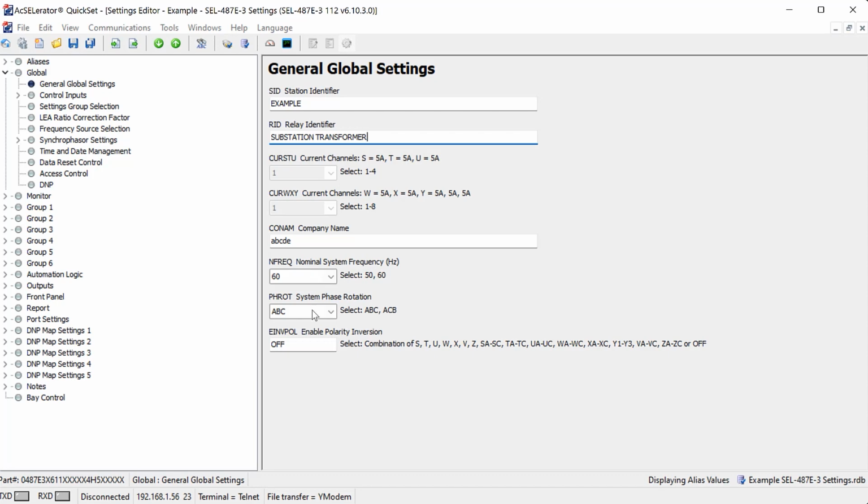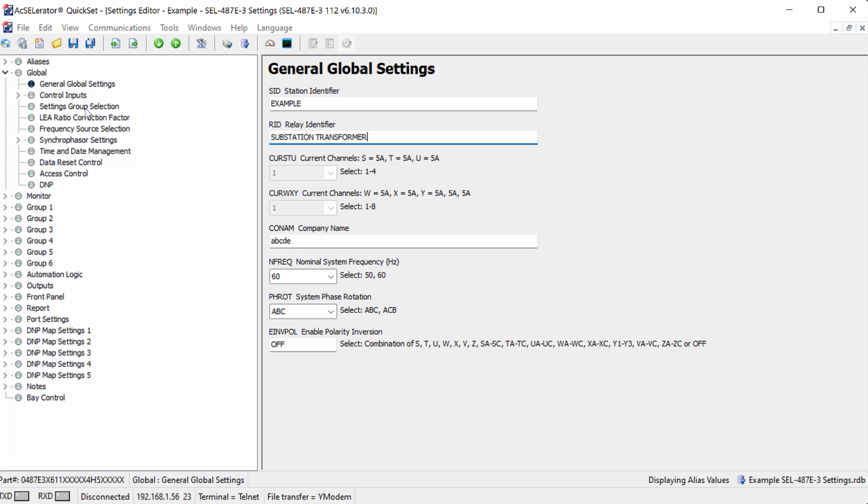The phase rotation, again, is going to be ABC for our example. Now, this is very, very important because the way that we compensate for the phase shift across the transformer depends on what the phase rotation is. So the settings that we're going to do apply to an ABC rotation system. Just keep that in mind.